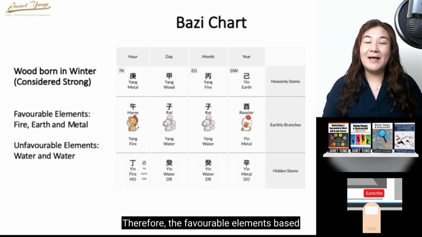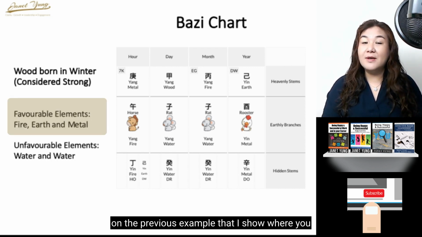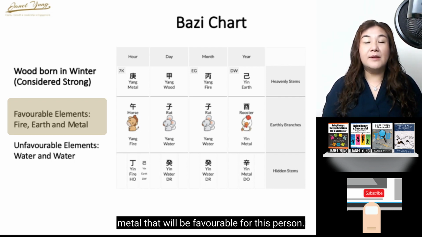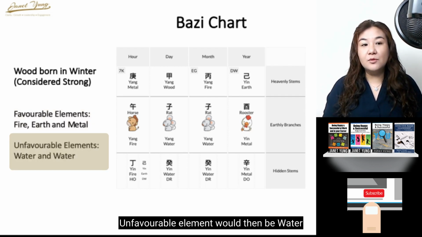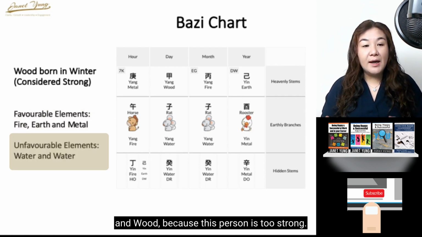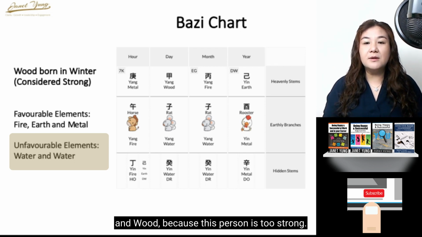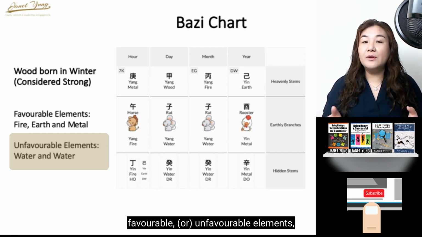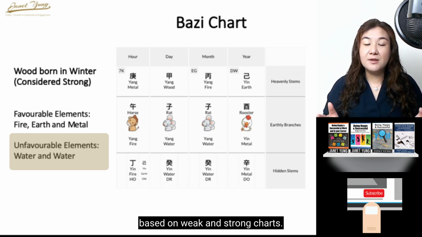Therefore, the favorable elements, based on the previous example that I showed where you have all the 5 elements, are fire, earth, and metal. That will be favorable for this person. Unfavorable elements would then be water and wood, because this person is too strong. So that's how you work on a basic sense of favorable, unfavorable elements based on weak and strong charts.